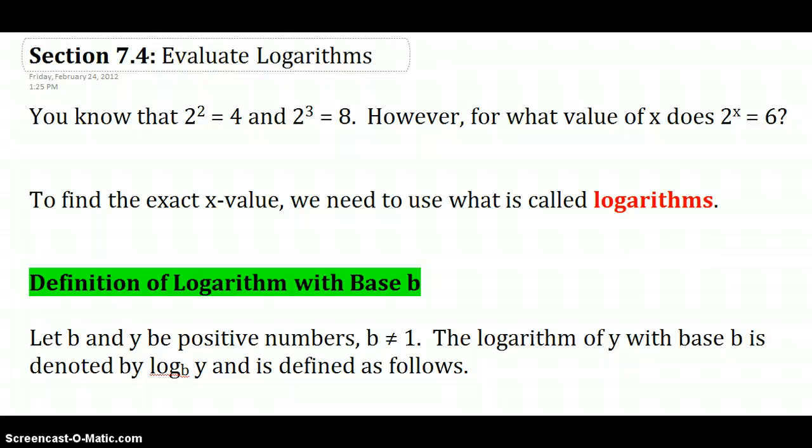Section 7.4 is about evaluating what we call logarithms. There's going to be a lot of new stuff coming at you in this section, so really try and pay attention while you're taking these notes.